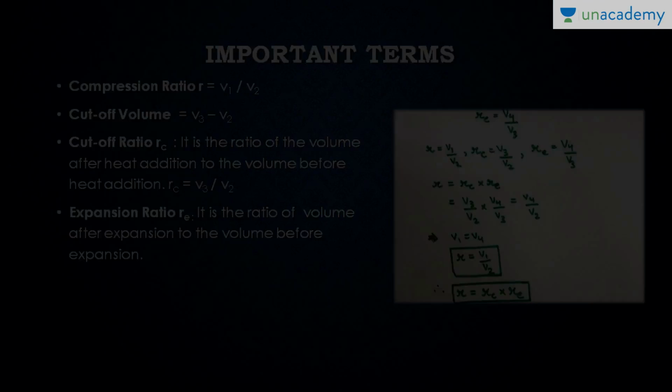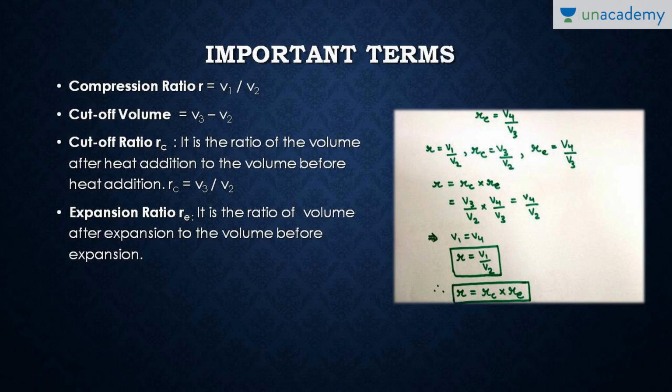But V1 is equal to V4. So the compression ratio is V1 by V2. So therefore the final answer is compression ratio is equal to cutoff ratio into expansion ratio. This is the final relation. Keep this relation in your mind. This is a very important relation. Compression ratio is equal to cutoff ratio into expansion ratio.